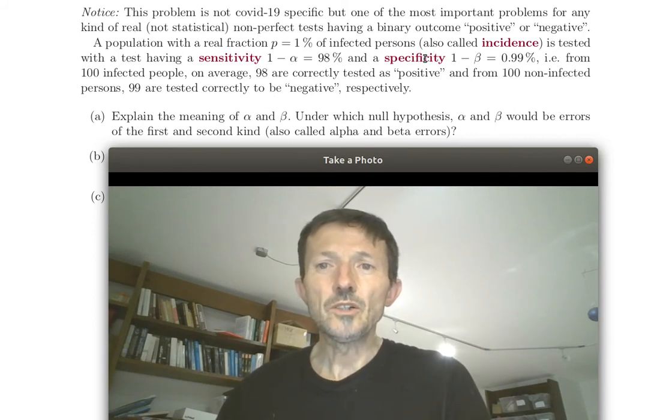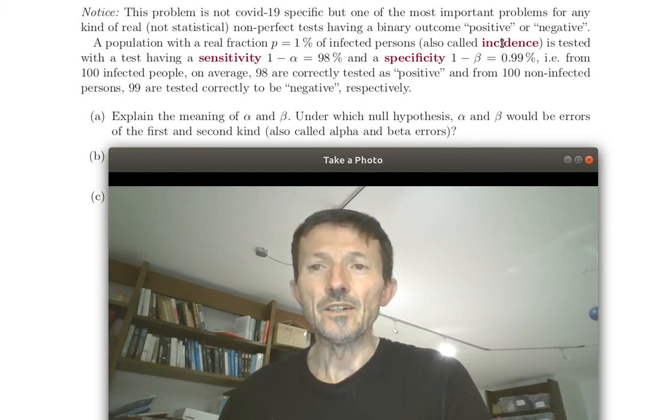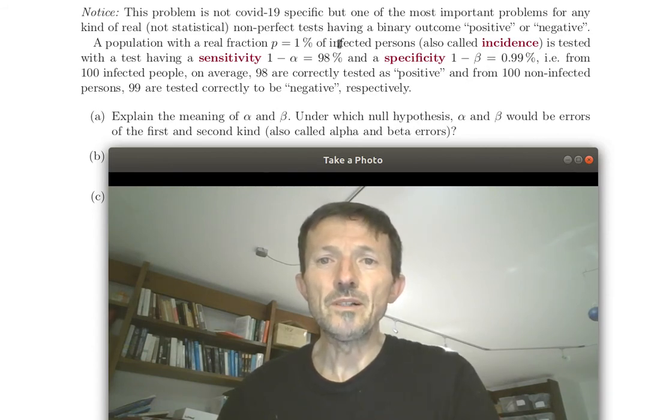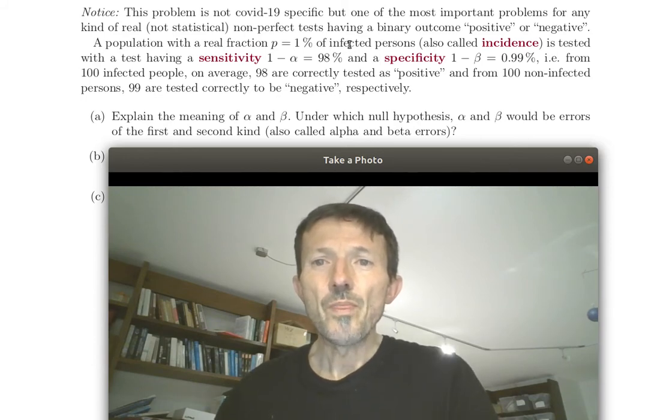And there's a third crucial quantity which is relevant for the discussion. That's the so-called incidence in the population. That means in a basic population, the probability of having COVID-19. This problem is about these three figures. And so we have a small incidence. That means only 1% of the people are infected just now, but not yet tested, and now we test them. So now to the problems.